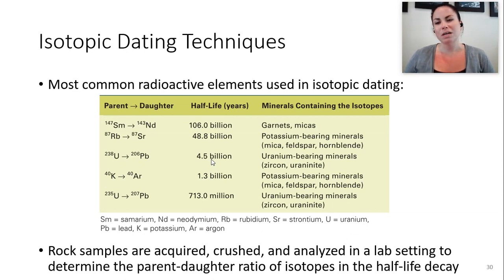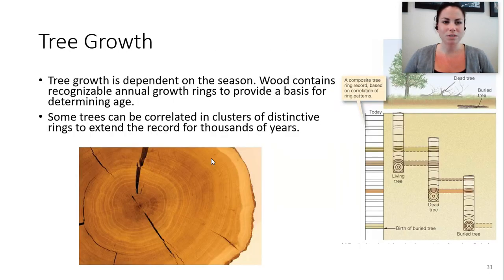So when we talk about different dating techniques, science is only getting better, but we have proof that the Earth is very old. And we have a few other things that we use to try to date things. We use things like tree growth and ice cores. So how do we do that using trees? Well, tree growth is dependent on the season. And when we look at a slice of a tree, we might be able to correlate things associated with how thick that tree ring is with things that have been happening in the earth.